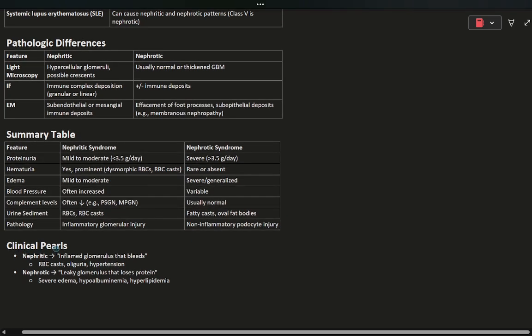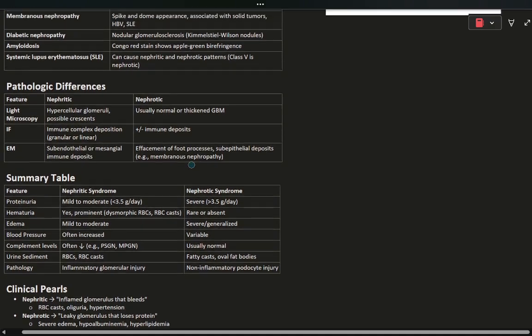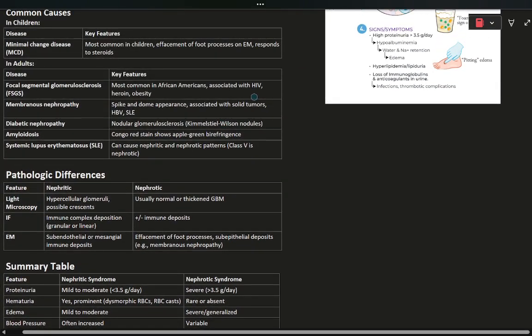Lastly, some clinical pearls to note are the following. For nephritic syndrome, think about inflamed glomerulus that bleeds. The main classic signs are red blood cell casts, oliguria, and hypertension. For nephrotic syndrome, think about leaky glomerulus that loses protein. And the main clinical signs will include severe edema, hypoalbuminemia, and hyperlipidemia. Alright, that is the difference between nephritic syndrome and nephrotic syndrome explained in an ASMR style.